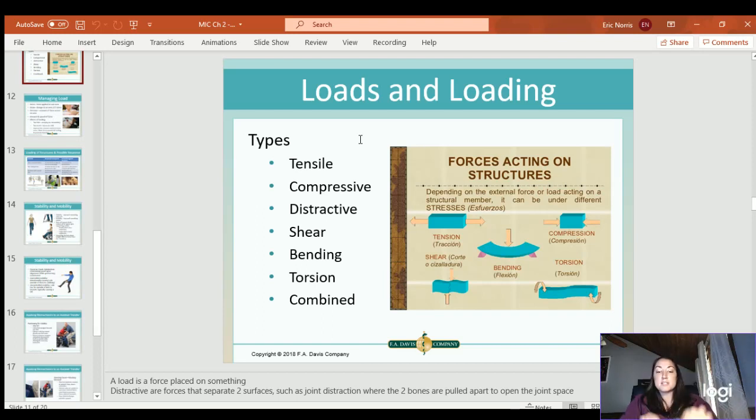Bending, of course, is flexing an object, moving it, and then you can combine any of these loads to do any movement. So whatever movement that you are doing, you can combine. You may be flexing and bending and all those things together.